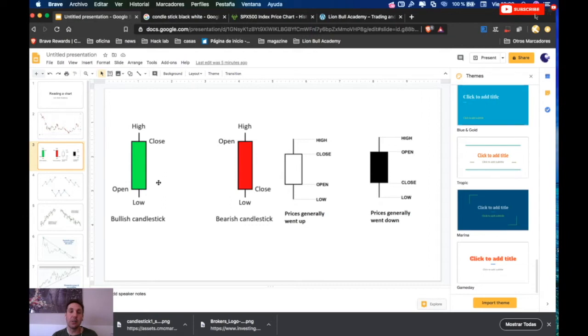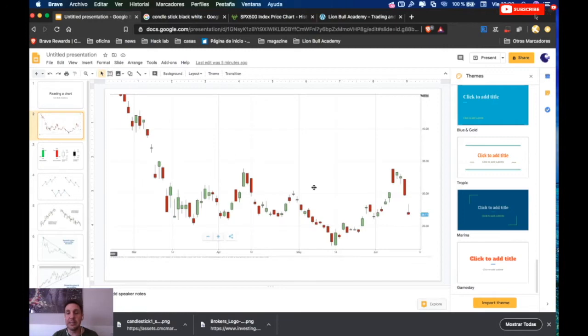We can find them green, red, or in some other charting platforms white and black. Really it's not too important. I'm just going to explain now what this means. The green candles represent bullish candles, meaning the price is going up. And a red candle represents a bearish candle, where the price is going down. So how do you know when the price goes up or down? We can see here a lot of green candles, and also the price going down.